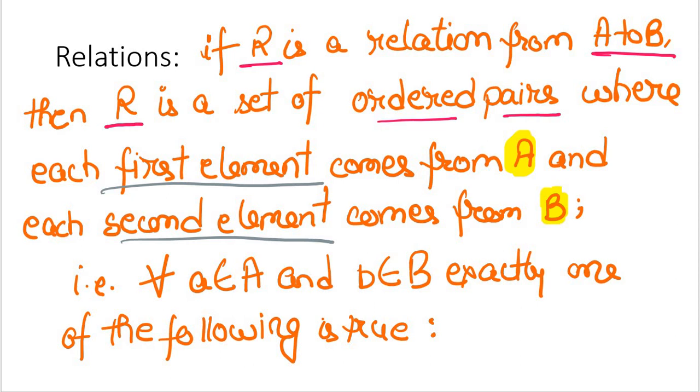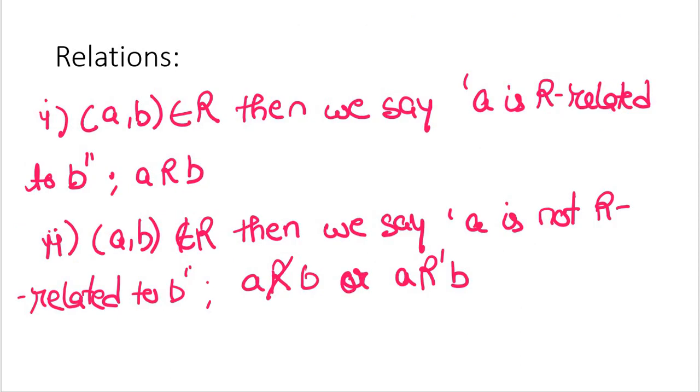And we'll have one of the following things which will hold true: either a is related to b or a is not related to b, under the circumstance that (a, b) is a part of R or (a, b) is not a part of R. So I have two sets A and B, from which I will get another set of ordered pairs which is R, and from that I'll take a call on whether the relation R holds true or not.